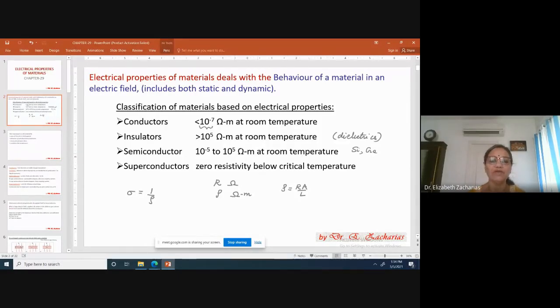So your semiconductors are going to be something between the two. In terms of the resistivity, it will lie between 10 to the power of minus 5 to 10 to the power of 5 at room temperature. And then, of course, superconductors are not really a part of this, but we would like to just mention them also in this discussion.